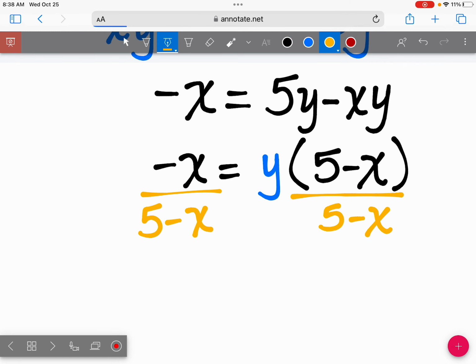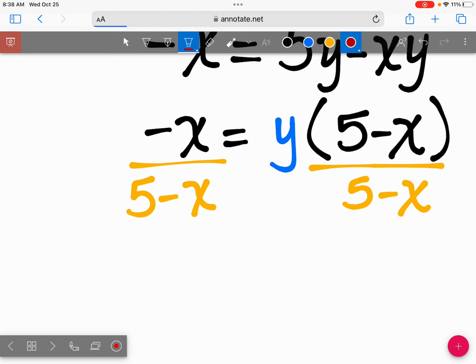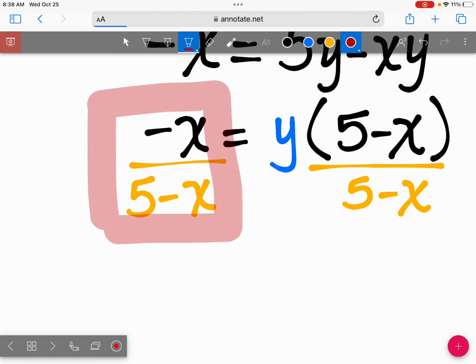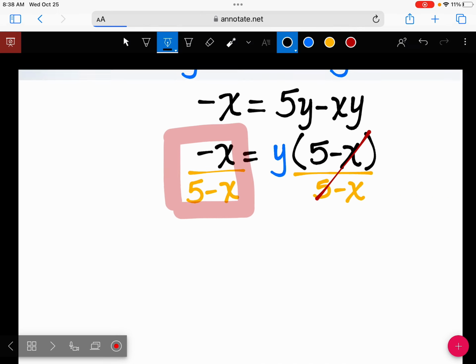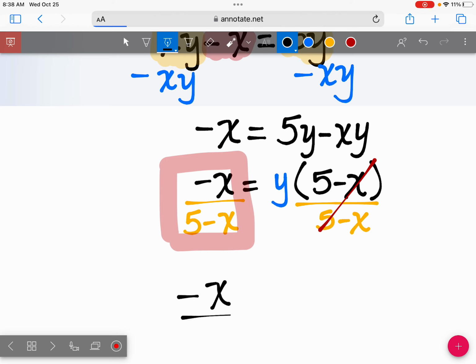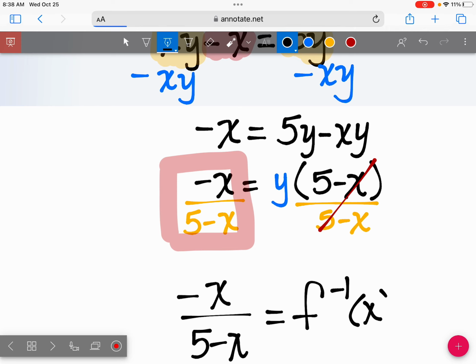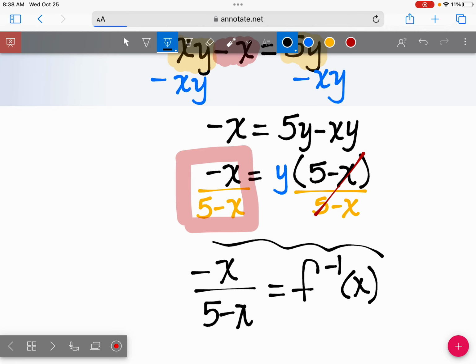So my inverse function is right here, because when I do that, this side is going to go away. So all I'll have is a y. So my inverse function would be negative x over 5 minus x equals my inverse function of f. So that one is just a little bit more algebra. It's kind of going back to how good are you at solving an equation. So that's the main thing that makes it tricky.